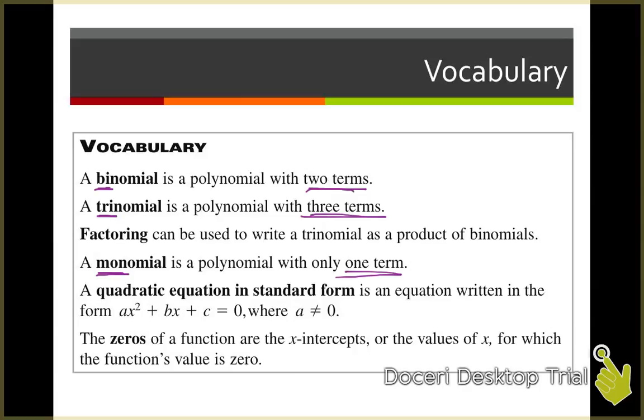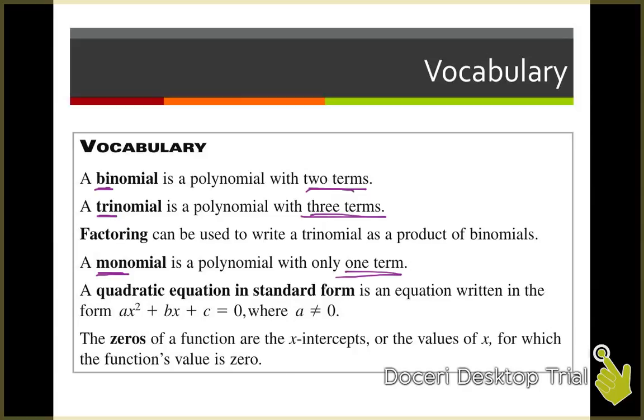You also see there a definition for factoring, which can be used to write a trinomial as a product of binomials. So that's where that phrasing is coming in here. We've got a trinomial, which is a quadratic with 3 terms, and when we factor, we're trying to rewrite it as a product of 2 binomials. So 2 sets of parentheses that each have 2 terms in them.